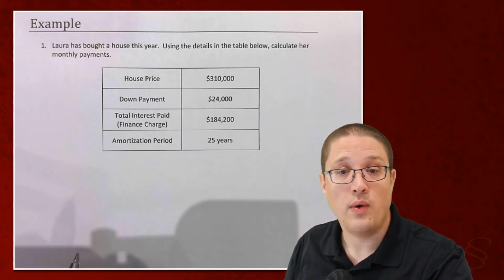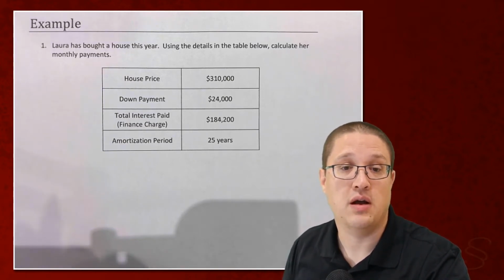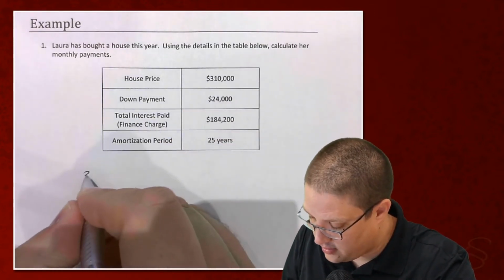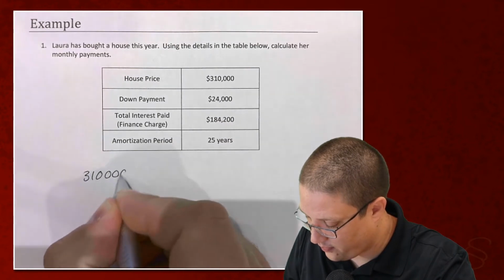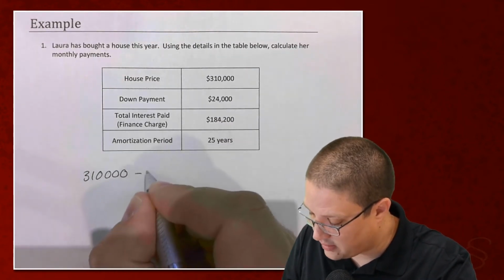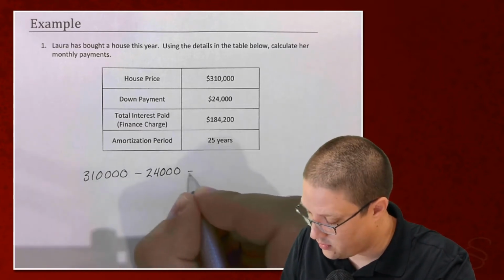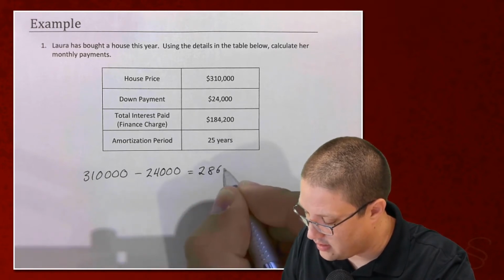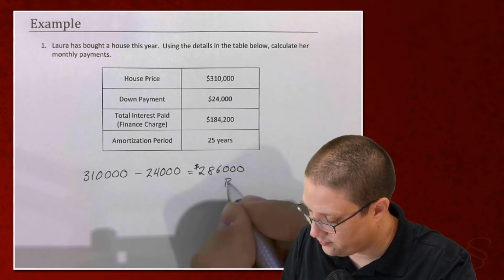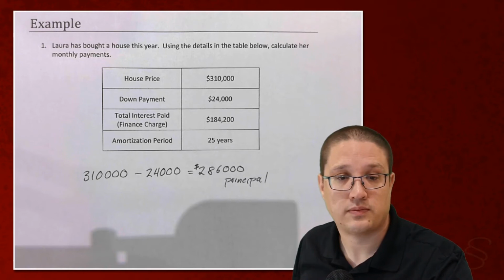So what we need to do is, first off, we should figure out how much she borrowed. So we need to say, well, $310,000 is what she paid for the house, and we're going to subtract the down payment of $24,000, which works out to $286,000. That's her principal, or how much she borrowed.